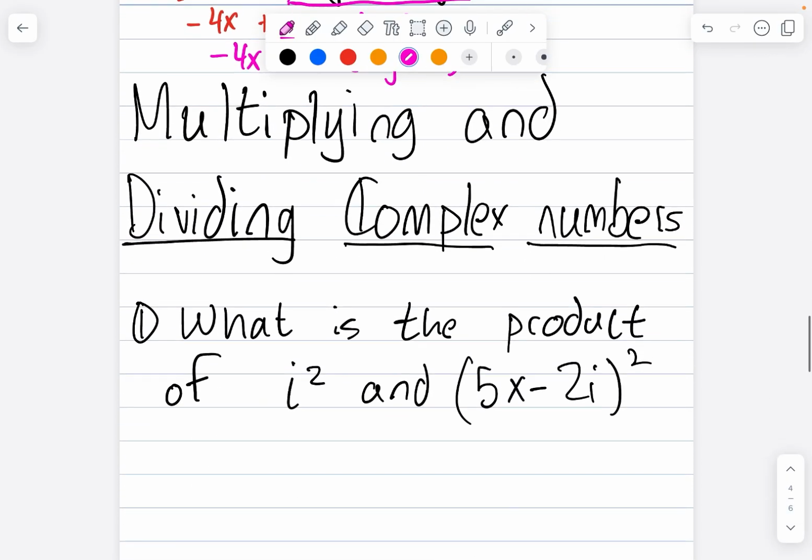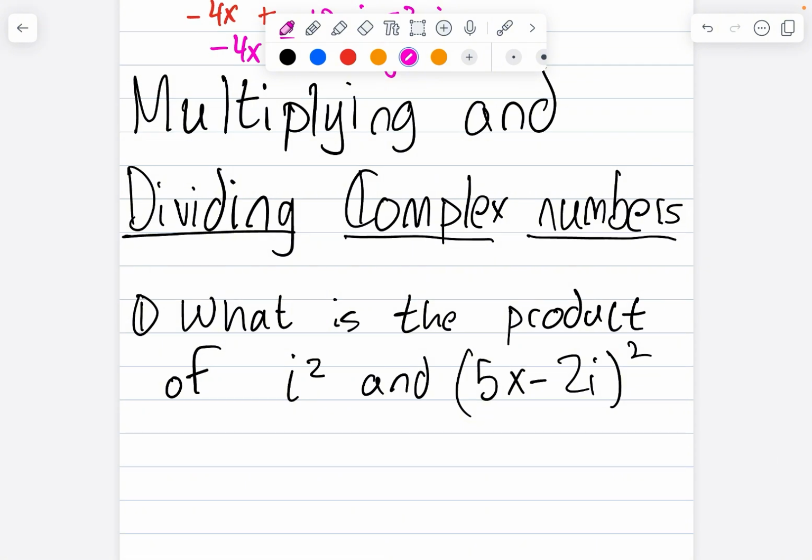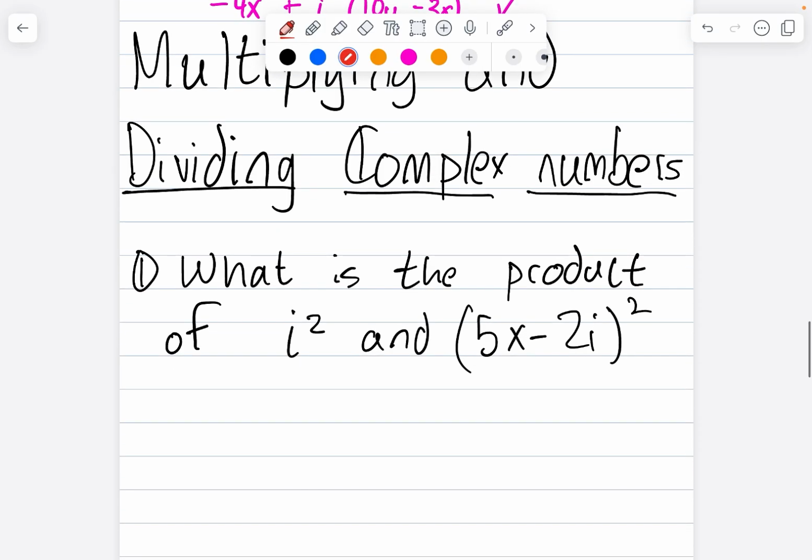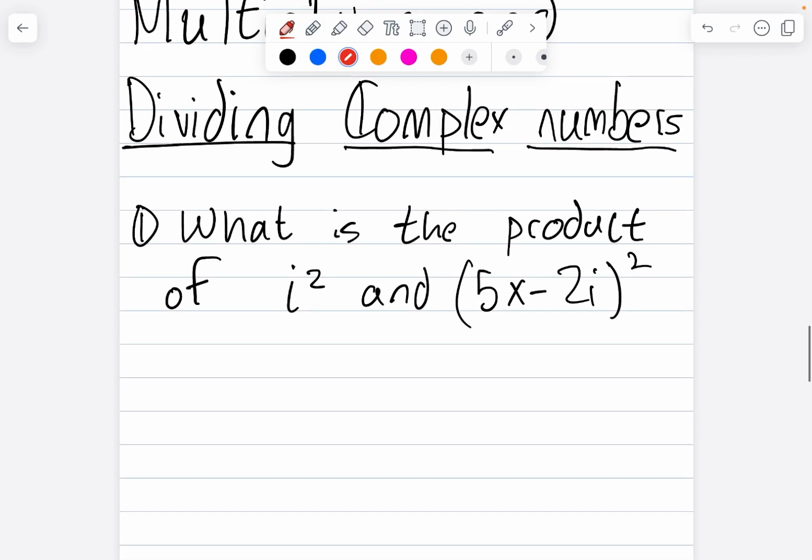Now let's take a look at some multiplication and division problems when we're dealing with complex numbers. So it's asking what is the product of i squared and 5x minus 2i squared. So this actually means i squared times, product means times, 5x minus 2i squared. All right.